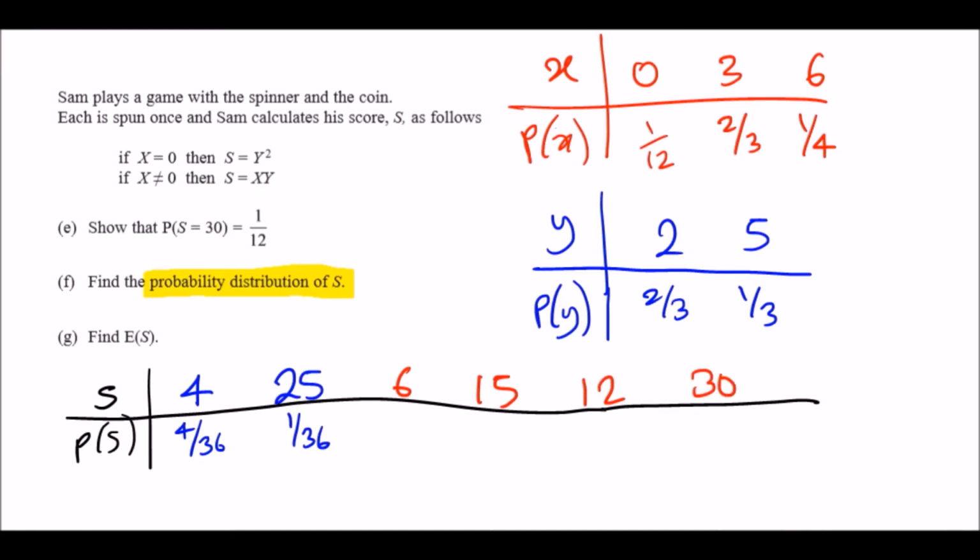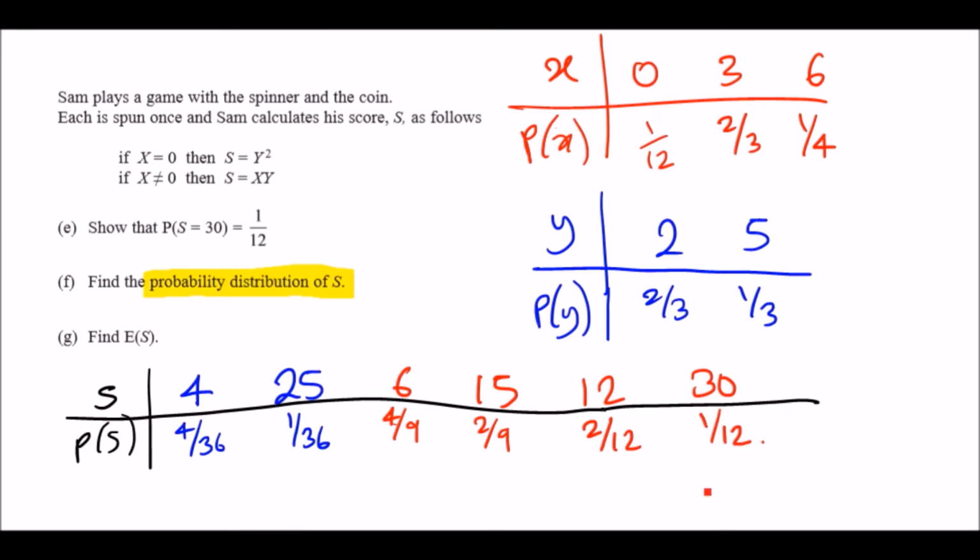Okay. Now for the probabilities, to get 3 and 2, it would just be 2/3 times 2/3, which is 4/9. To get 15, it would just be 3 times 5, so 2/3 and 1/3 is 2/9. What else do we have? 12. 6 times 2, so 1/4 and 2/3 will make 12, so multiply them. And the last one, which is actually the solution for part E, is just 1/4 times 1/3, which is 1/12.